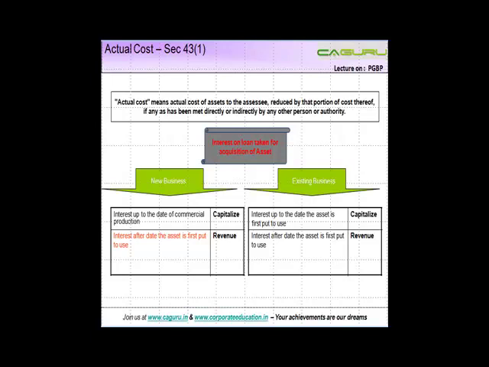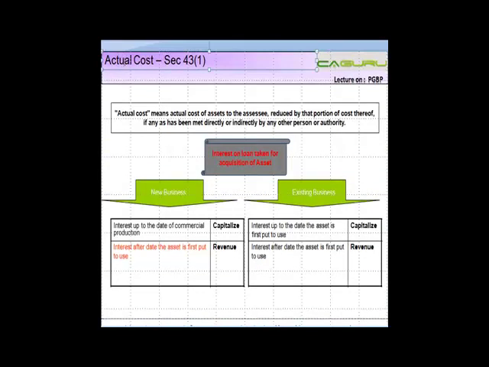Okay, let us now understand the concept of actual cost. So what do you mean by actual cost? And what is the relevance of this actual cost? Now what happens is that you would have seen earlier that your depreciation for income tax purpose is allowed on the actual cost. Okay? So therefore it becomes very important to understand this concept of actual cost.